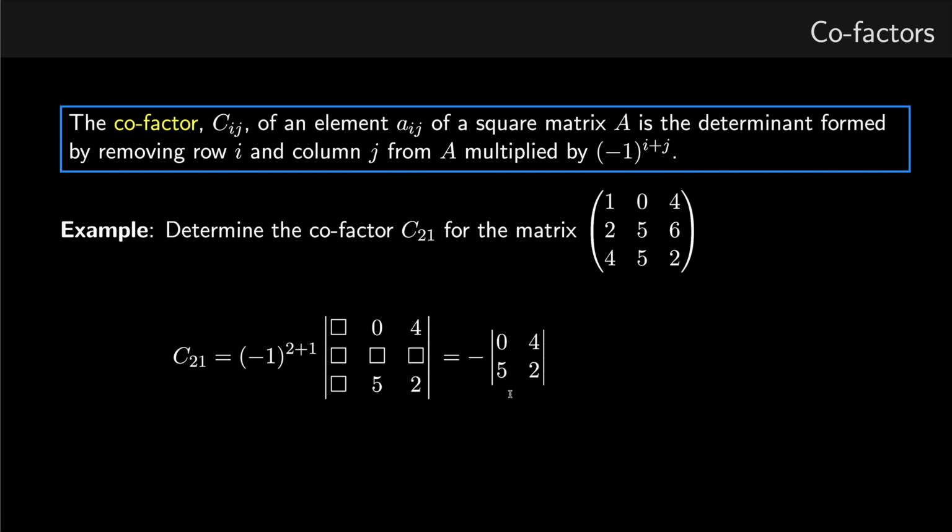Okay, so we end up with this determinant, and multiply the main diagonal elements together, subtract the product of the other two elements. So the determinant is equal to minus 20, but of course we're multiplying by minus 1, so this cofactor is equal to 20.